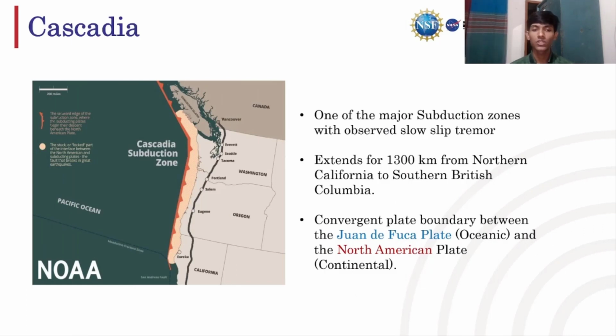Cascadia is one of the major subduction zones where we can see intense slow-slip tremors. It extends for about 1,300 kilometers from northern California to southern British Columbia. It is the convergence between two plates, the Juan de Fuca plate, which is subducting beneath the North American plate.